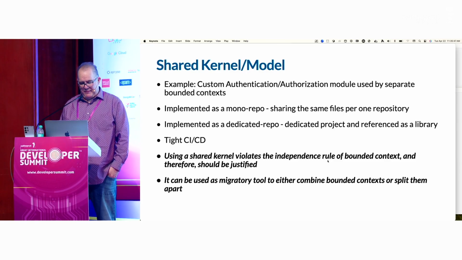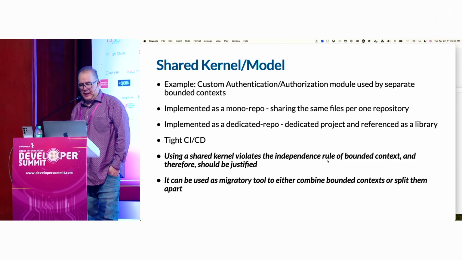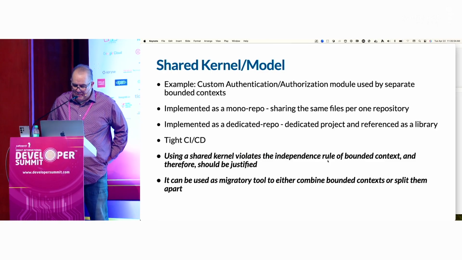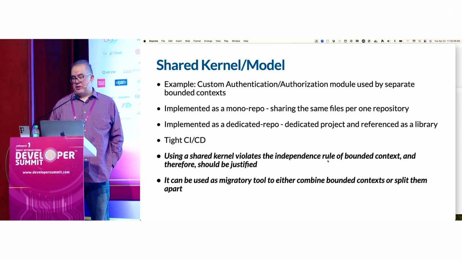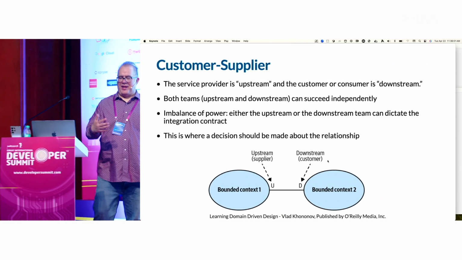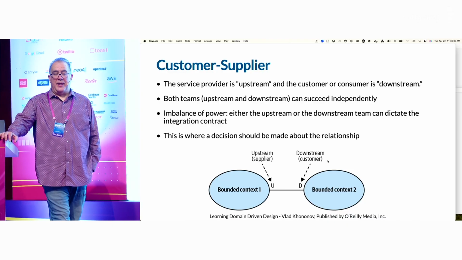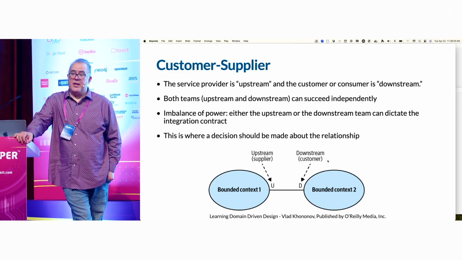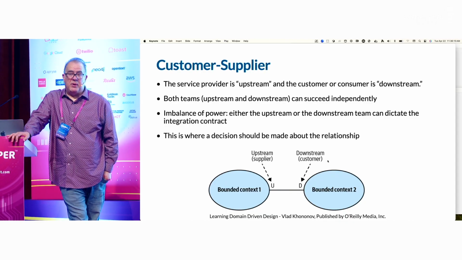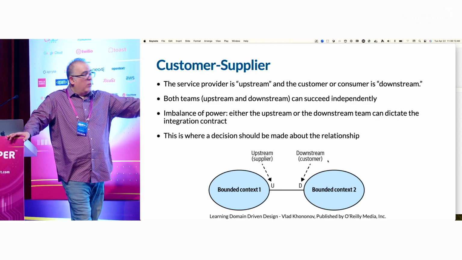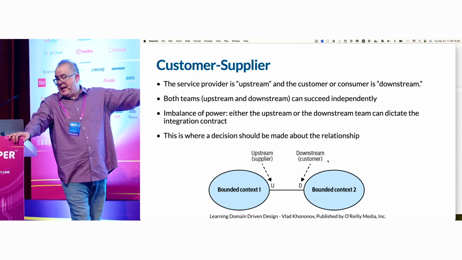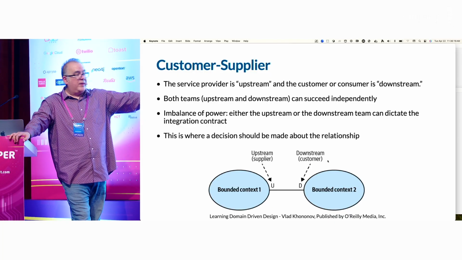But we do know that violates the independence rule. But this can be used as a migratory tool to either combine bounded contexts or split them up. Okay? But typically you have a fight. And I shouldn't say that in a negative way, but that's the way it is, right? Remember, some of these represent a core subdomain, which is the hard stuff, but it's also the stuff that brings your company money, right? One of these is going to win. So one of these is part of a core subdomain that has a lot of hold within your company.